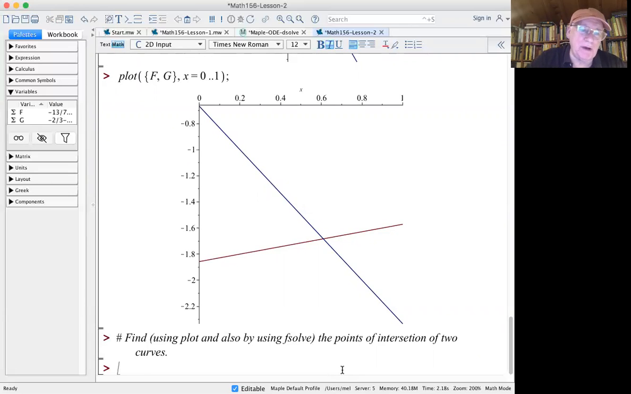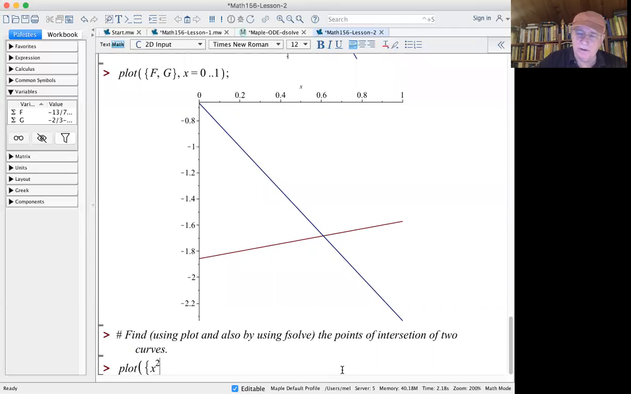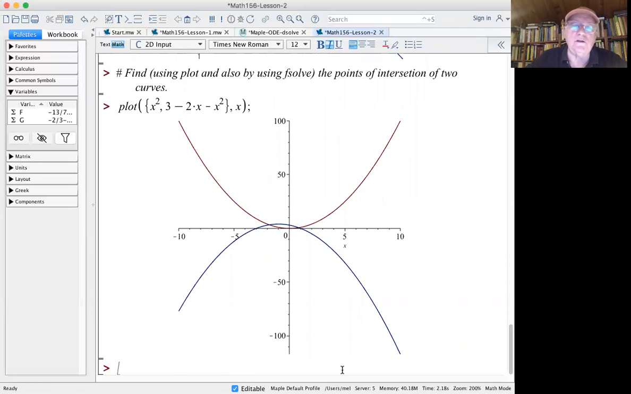So suppose we take two parabolas. Suppose one of our parabolas is, let's make it simple, y equals x squared. So let's plot these two parabolas. One of them is x squared. And let's say the other is 3 minus 2x minus x squared. Wow, that's what it looks like.